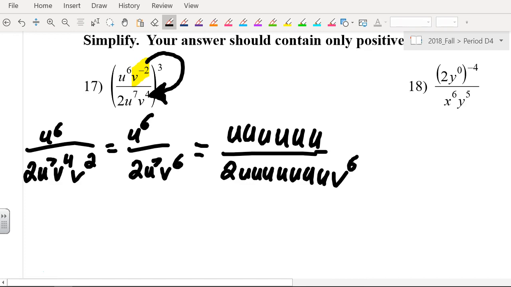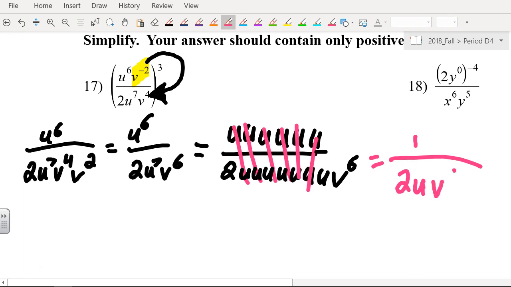Here we go. Alright, so what do we do with our u's? We cancel them, right? 1, 2, 3, 4, 5, 6. Or technically we divide. So you end up with 1 over 2u times v to the 6th. And this whole thing is to what power? To the 3rd power.